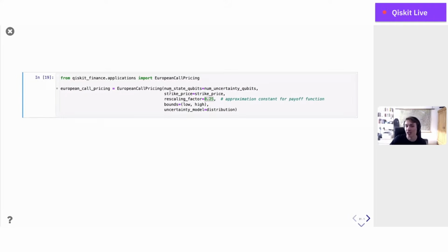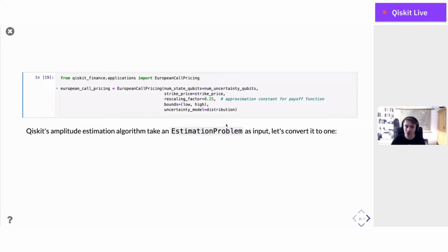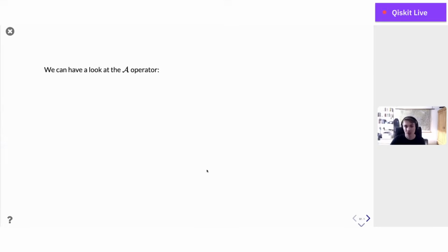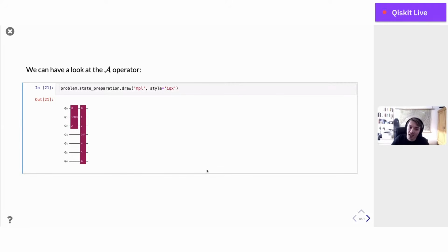All right. So the application, we can again import that from Qiskit finance.applications, and we give it the number of qubits that we want to model the probability distribution with, the strike price. We give it an approximation factor for this piecewise linear payout function, but you don't have to care about that too much right now, and the probability distribution. Then we can convert this into an estimation problem by calling toEstimationProblem. And now before we solve this, we can have a look at the A operator. And if we draw it, you can see that here the first block is called P of X, which is the loading of the probabilities. And the second block is called F, which is the payout function. So you can see this is exactly what we discussed before.